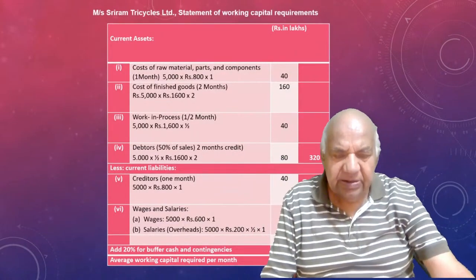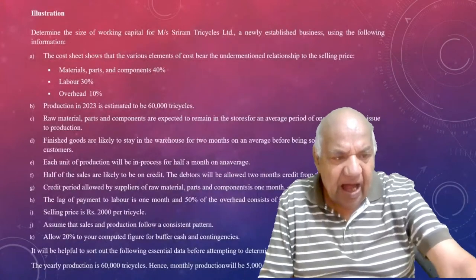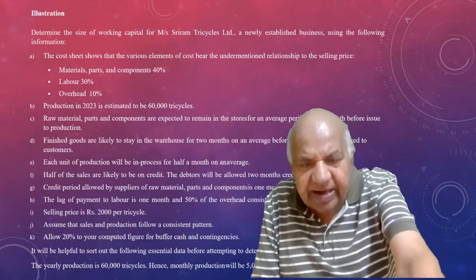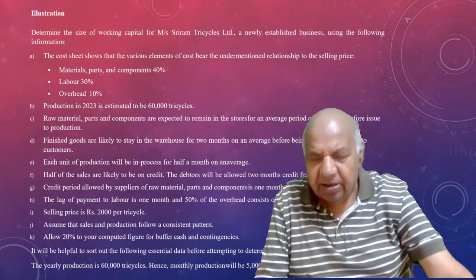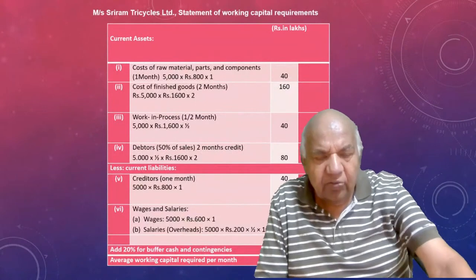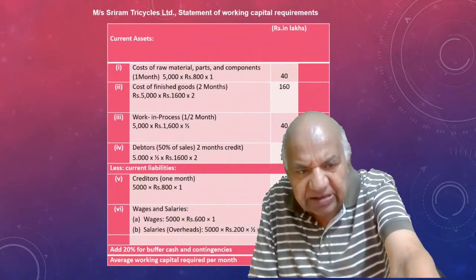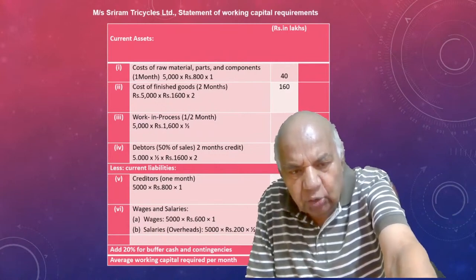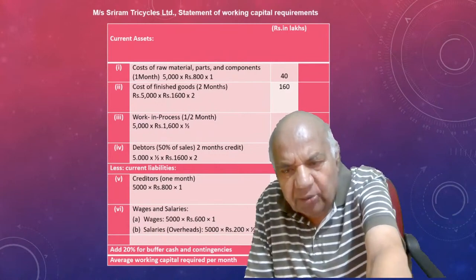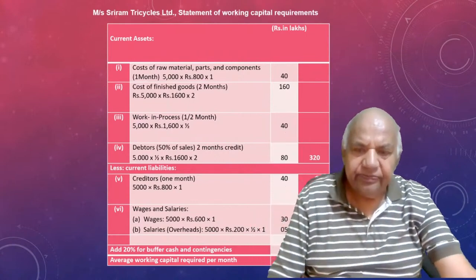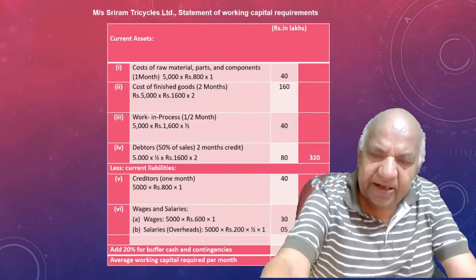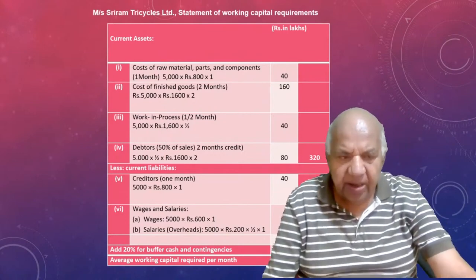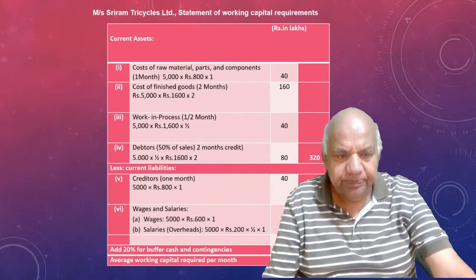For debtors, it is given here half of the sales are likely to be on credit, and debtors will be allowed 2 months credit. Therefore, 50% of sales or 5,000 multiplied by half into cost 1,600 for 2 months, it is 80. Means total of current assets is 320 lakhs.